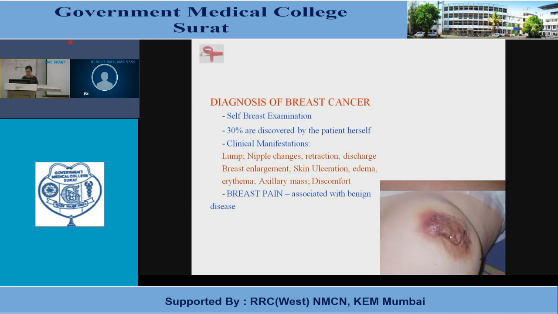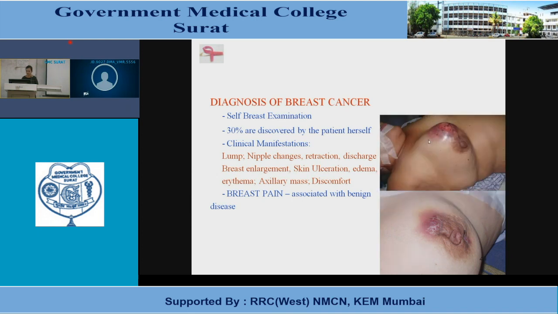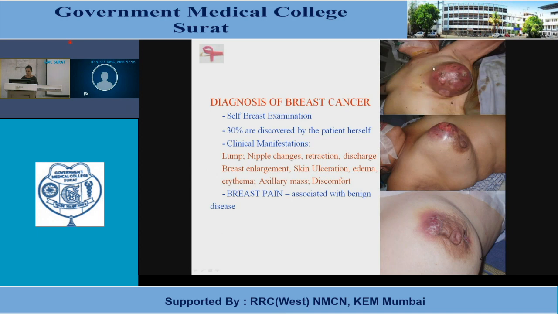What you are seeing here, again there is a nipple retraction and the ulceration has started happening. There is a large area of erythema surrounding this area. Now here there is a large lump with a large area of raw surface. That means the ulceration is prominent in this. Now this is again a tumor which has involved the whole of the breast with large areas of erythema and ulceration.